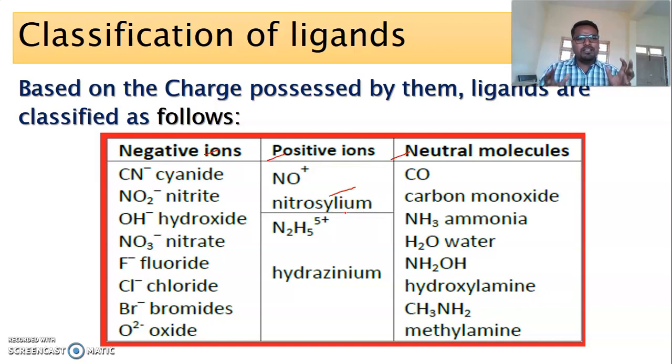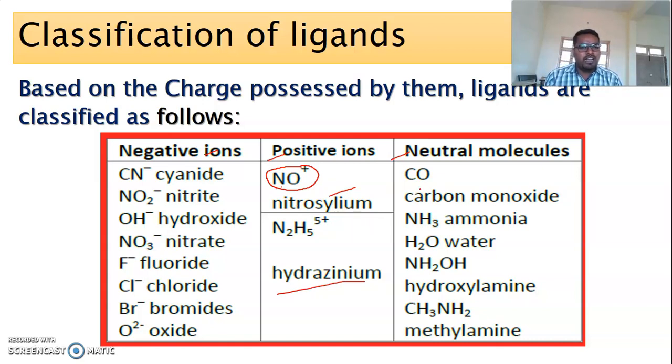Ligands are species that donate electrons to the central metal atom. So obviously we think that any species giving electrons must be electron rich, either negative or having some lone pair of electrons. But here some positive ions also act as ligands, nitrosonium and hydrazinium ion, because the donor atom here is nitrogen.